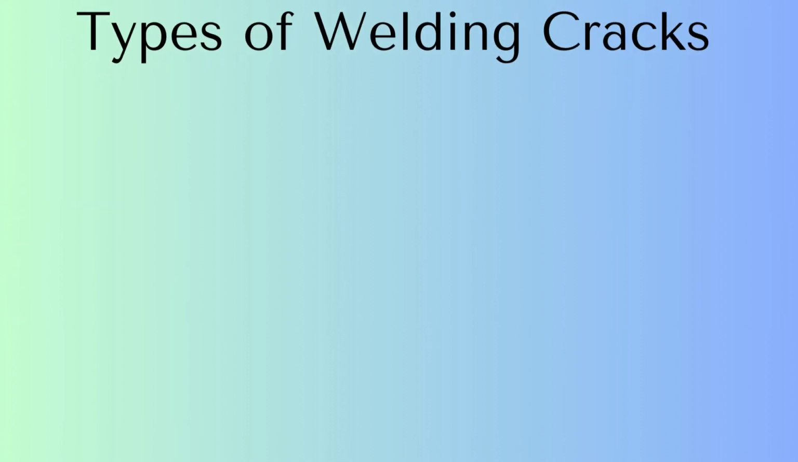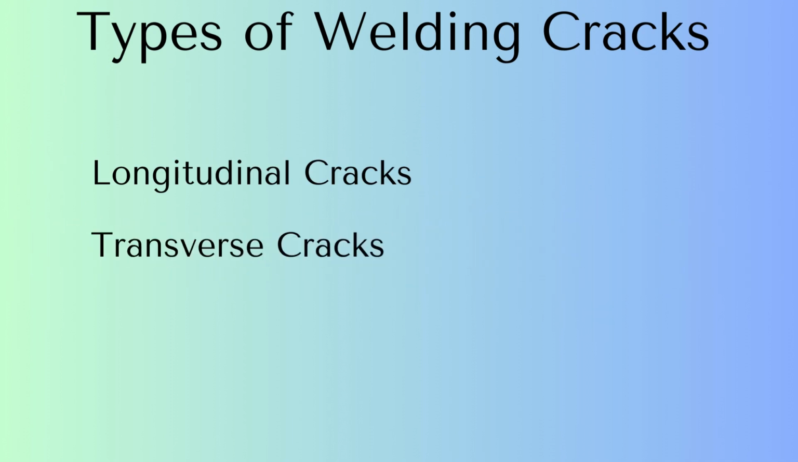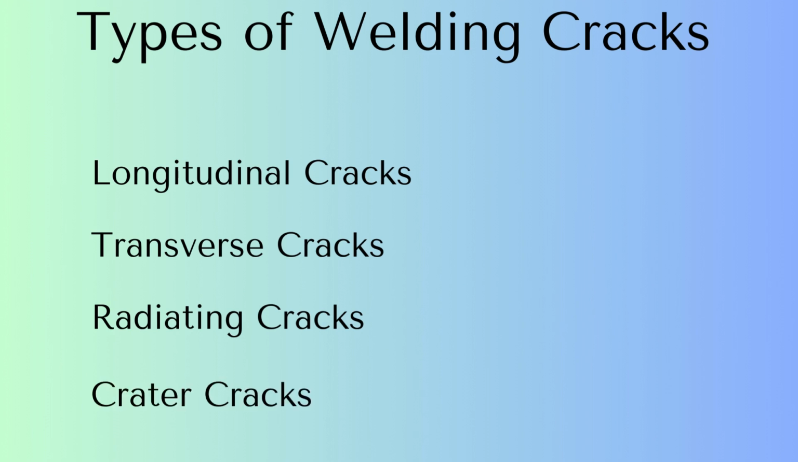Now let's see what are the different types of cracks. So the cracks may be longitudinal cracks, right? It can be transverse cracks. There may be a different variety of crack which is called radiating cracks. There are crater cracks. Okay, so let us understand slightly in more detail about each of them.